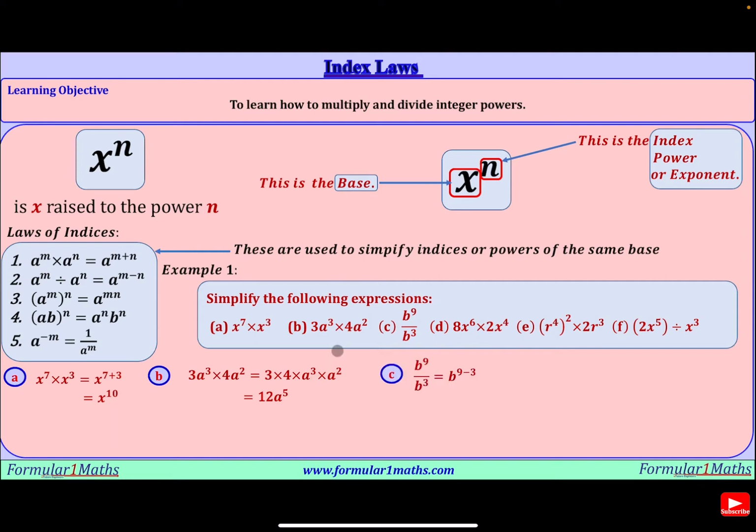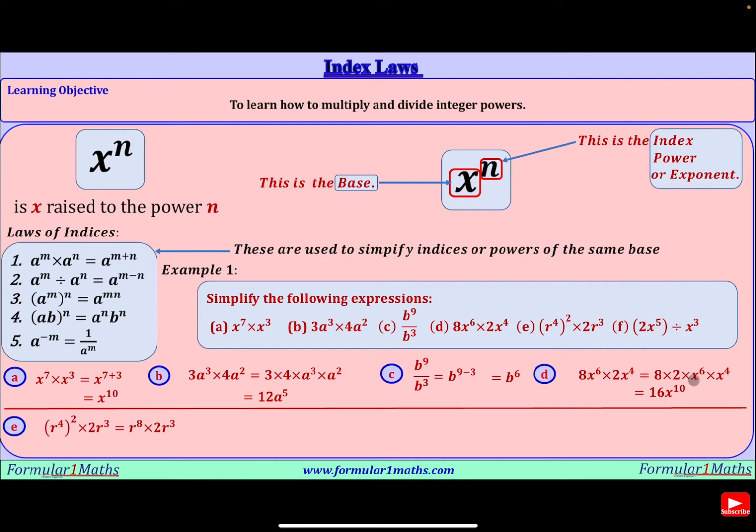For C, B to the power 9 divided by B to the power 3 means that we need to subtract the powers as shown here. And that simplifies to B to the power 6. For D, again, we rearrange it in this format. We can easily see that 8 times 2 is 16. Because these are multiplying, we are going to add the powers, and finally we get 16x to the power 10.